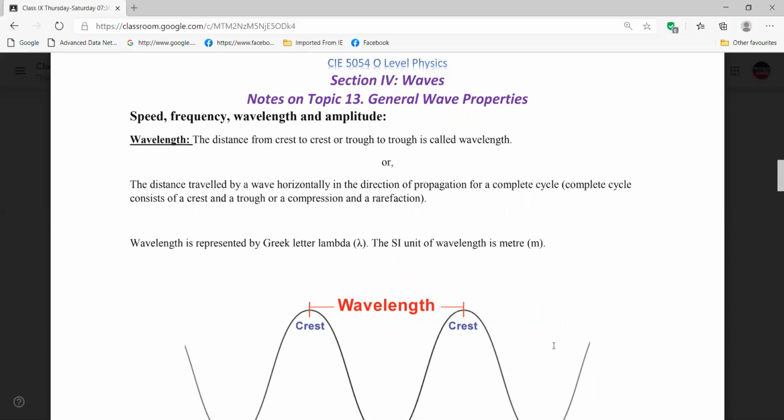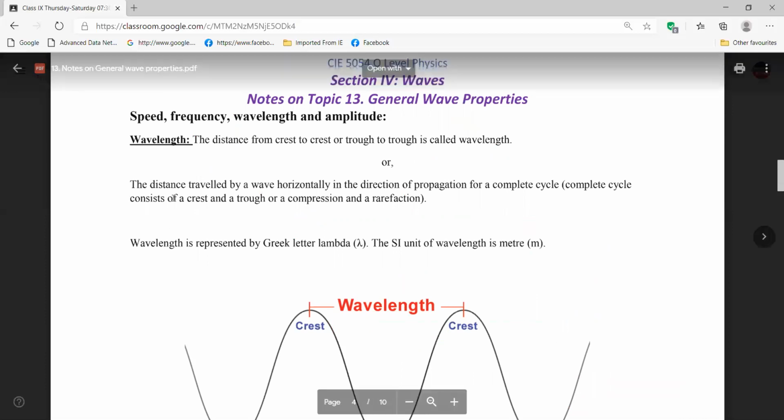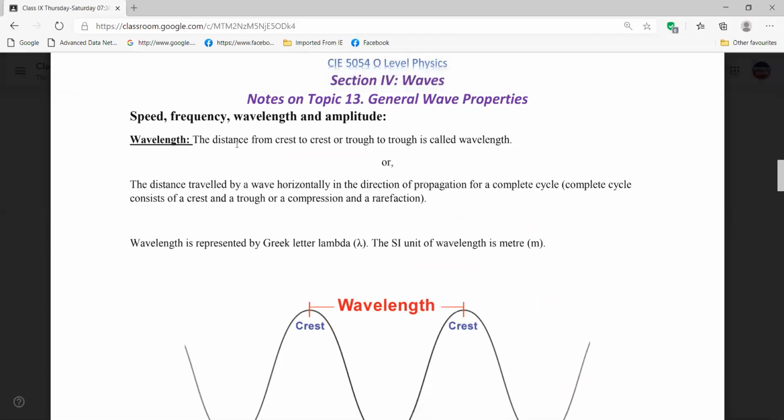Wavelength is the distance from crest to trough. The distance from crest to crest or trough to trough is called wavelength. Or it is the distance traveled by a wave horizontally in the direction of propagation for a complete cycle. A complete cycle consists of a crest and a trough, or a compression and a rarefaction.